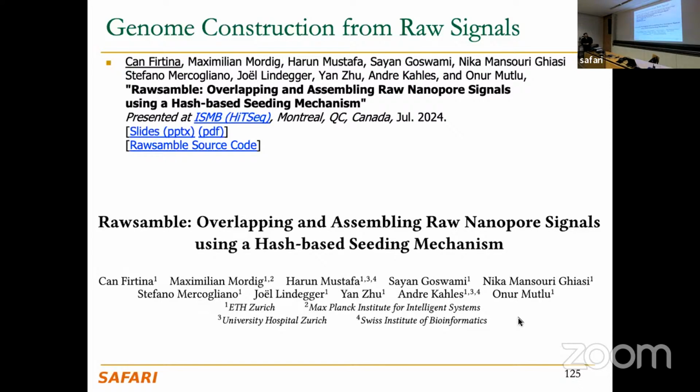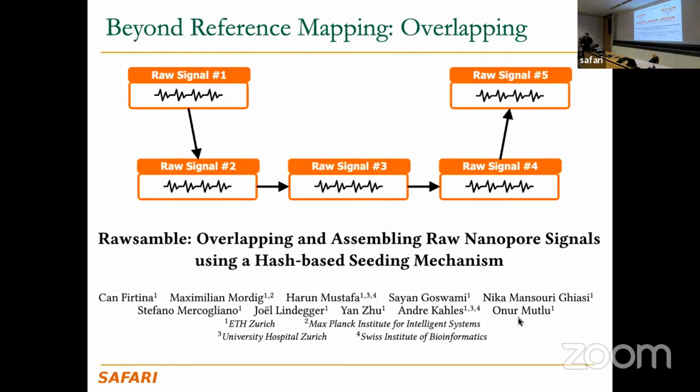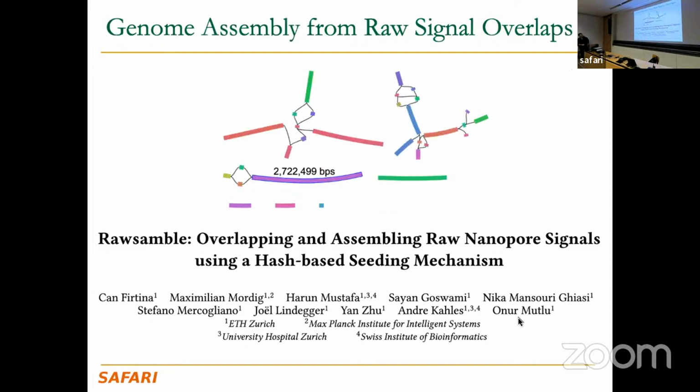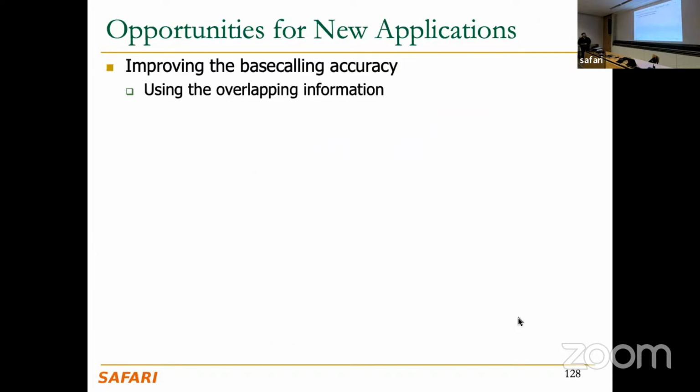And even so, we try to perform assembly. We try to construct the genome from scratch without looking at the reference genome and without even translating the signals to bases. How do we essentially do it? We try to find similarities between electrical signals so that these signals can be converted to the individual's genome by looking at the overlaps between them.